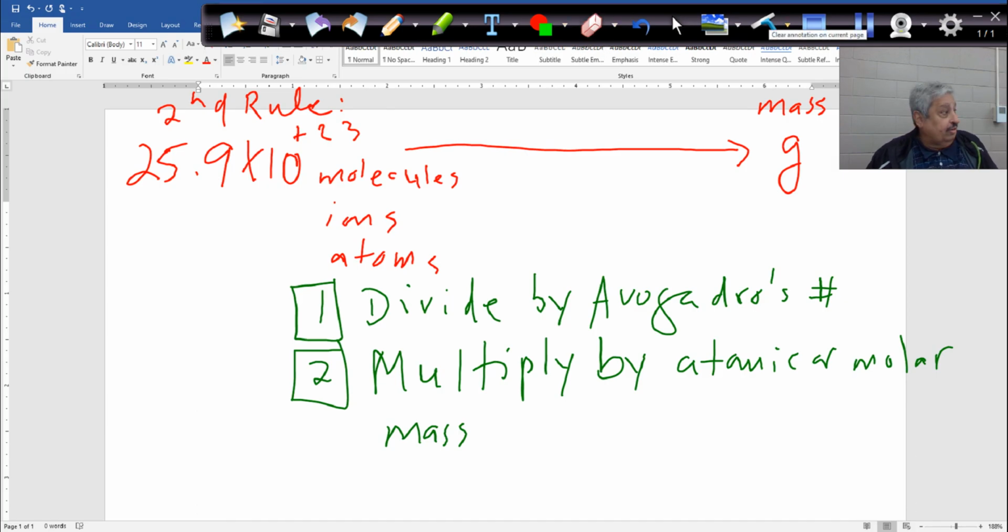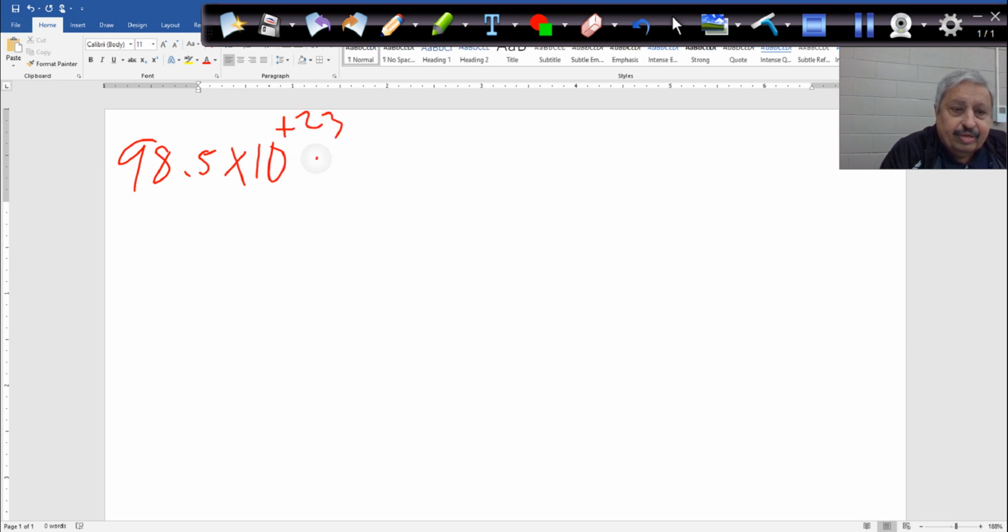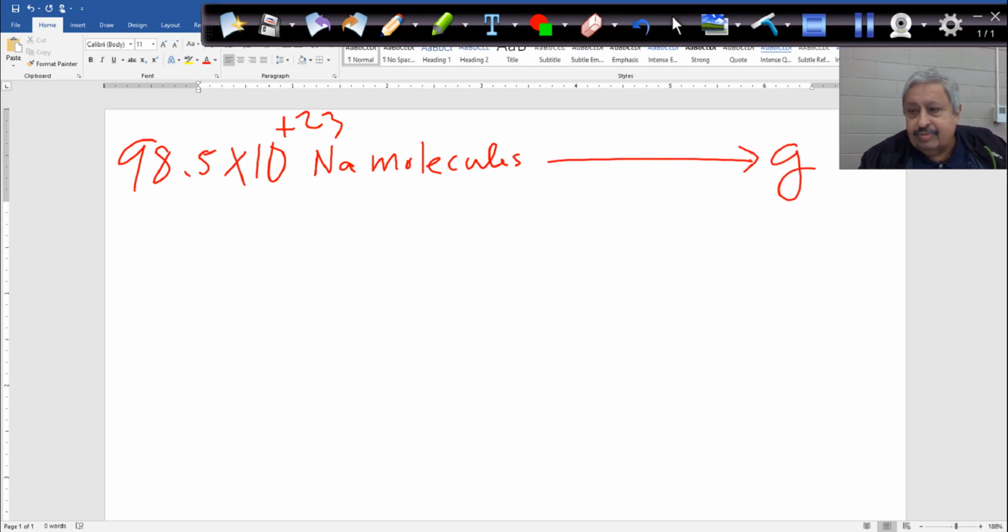Okay, can I take it out? Let's take this one out and put this one. This is the rule here, the opposite from the first one. So now I'm going from 98.5 times 10 to the power plus 23 sodium molecules, correct? Into grams, mass. This is the mass here. How many grams of these molecules are there?